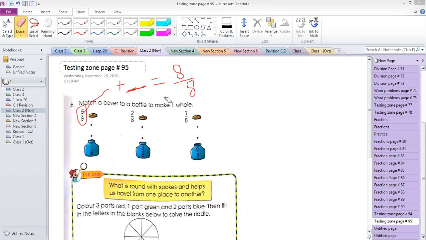So you have to match this one with 3/8 here. Five plus 3 is 8/8. Is that clear, guys? Very good. Look here now.